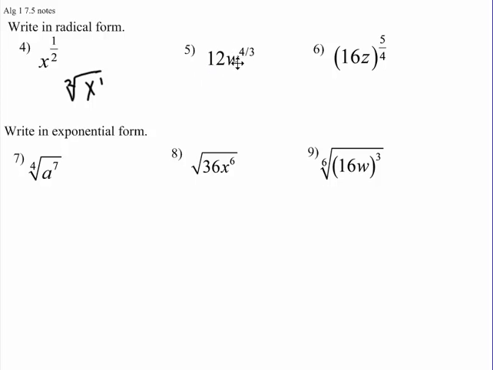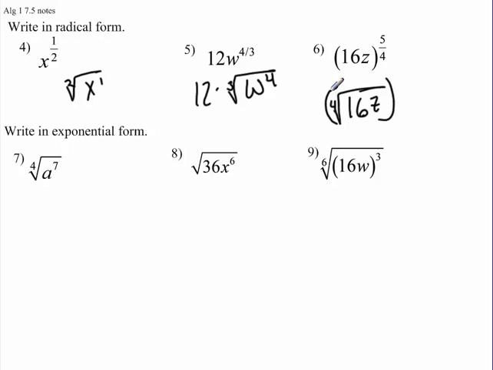This one's a little tricky. W is the base of 4/3, so it should be 12 times the third root of w to the 4th. Okay? Got to be careful of that. Now this one takes the whole thing, so it is the 4th root of 16z. And because this whole thing is being taken to the 5th root, I'm going to go ahead and put the whole thing to the 5th power, like that. It's just easier when you have multiple numbers down there that you need to distribute that exponent to.